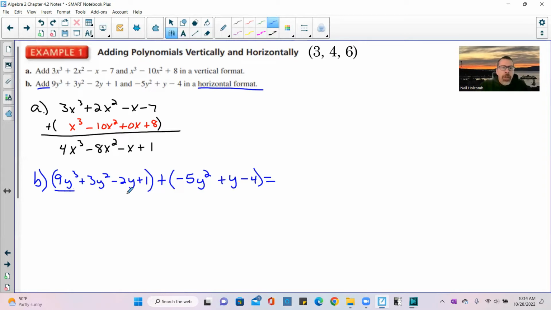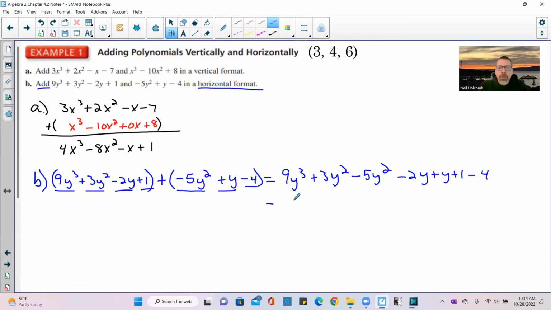And what you do is you look at each piece at a time. Here's a 9y cubed. There are no cubes over here. That is going to equal 9y cubed. And then I'm going to go to the next and I'm going to say plus 3y squared. And then I look over here, there's a y squared. So it's going to be minus 5y squared. So I'm just listing them in order. Then this one, minus 2y. And then here is a plus y. And then finally, my constant of plus 1 and my constant of minus 4.